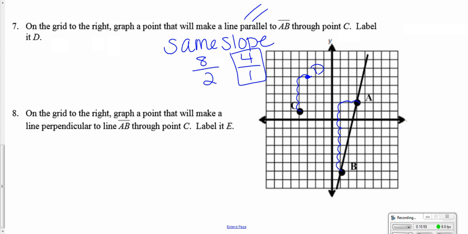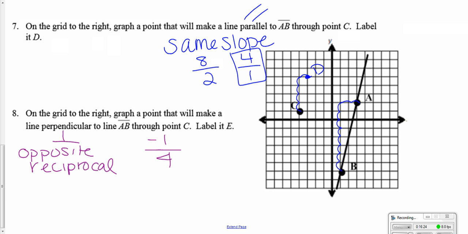For number 8, I want to graph a point that will make a line perpendicular to line AB. So this time I want to use opposite reciprocals. Since my original slope was 4 over 1, and I need it to be opposite signs, I need my new slope to be negative. Reciprocal, I flip my fraction, so I need my CE line to have a slope of -1/4. So that means I go down 1 over 4. So there's point E.